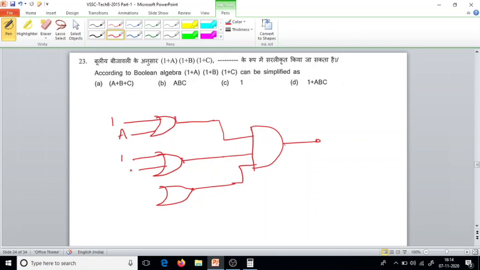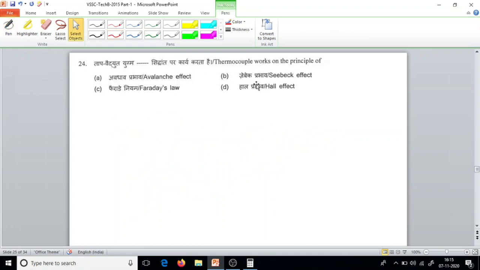1, B, and practice regularly. 1, C. Now this OR gate: if any one of the inputs of the OR gate is 1, the output will be 1. All 1s will be coming here, so the output equals 1. So the answer is option C. 24.